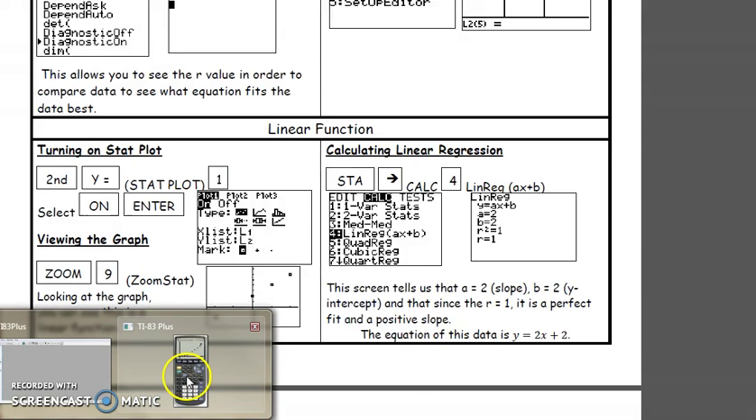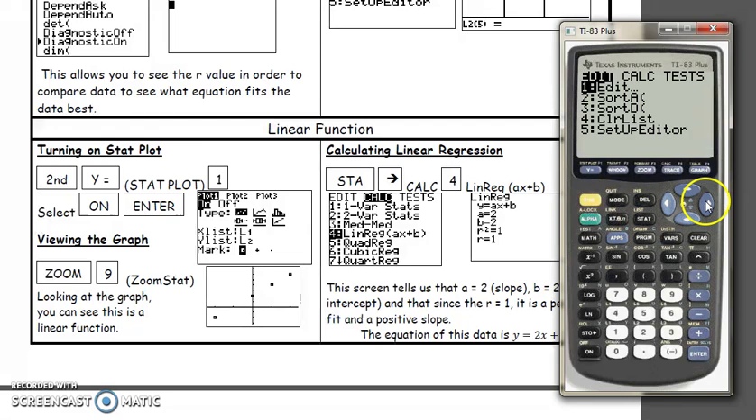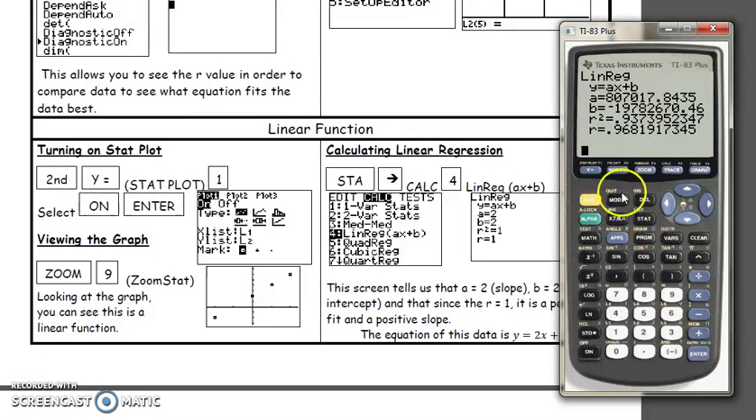So back to my calculator. I'm going to hit stat again, arrow over to calc, and I want the linear regression because I want to see what the R value is. So I'm going to go down to number 4. You're going to have to hit enter several times. I just have to hit it once.